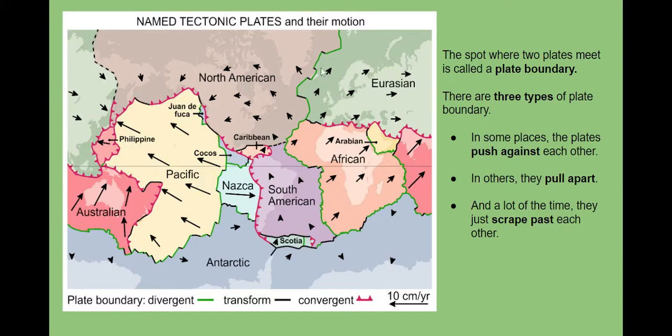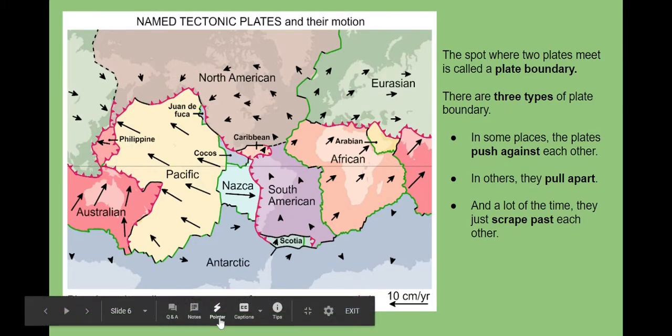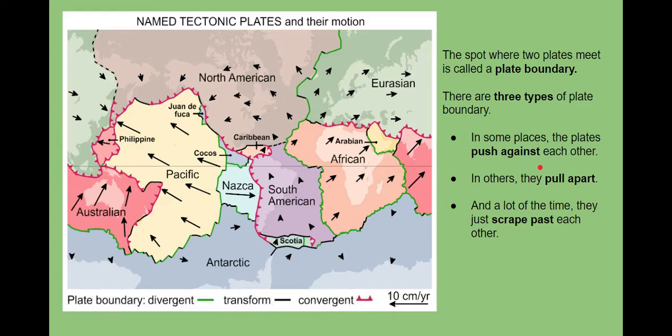There are some places where the plates are pulling apart from each other. They're moving away from each other. If you look at, say, the Nazca plate and the Pacific plate, this spot right here in the middle, they're moving away from each other pretty fast.